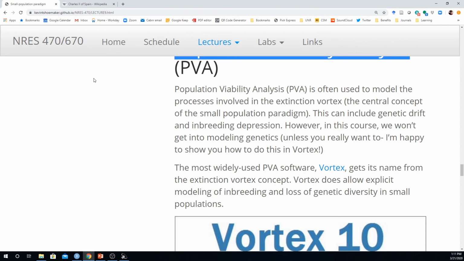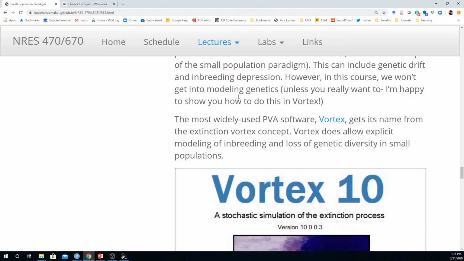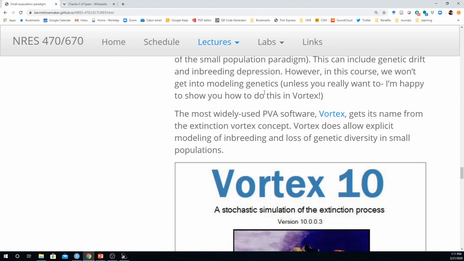Which brings up Vortex, which is probably the most widely used population viability analysis software. It's free. It's available from, I think, Chicago Brookfield Zoo, but you can just Google Vortex, and you should find the download if you want to play around with it. Obviously, Vortex gets its name from the extinction vortex concept. And one cool thing about it is it does allow explicit modeling of inbreeding and loss of genetic diversity, that is genetic drift, in small populations.